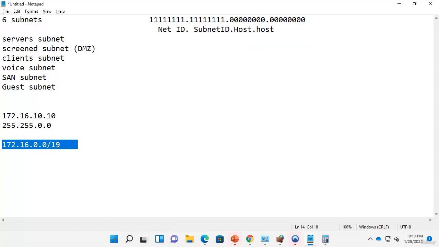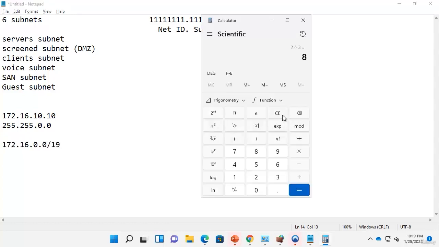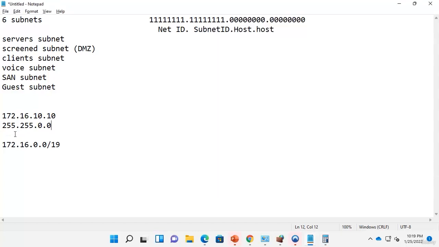You might say, well, that's more than I need, so what happens if we only extend it 2? Well, 2 to the power of 2 is only going to be 4. You may create more subnets than you need, but that's not a bad thing because you can have some in the future. All right, so we started out with 172.16.0.0 with a 16-bit mask. We're saying if we extend the subnet mask 3 more bits, then we're going to have the possibility of 8 subnets.